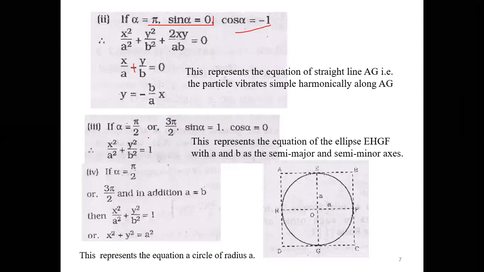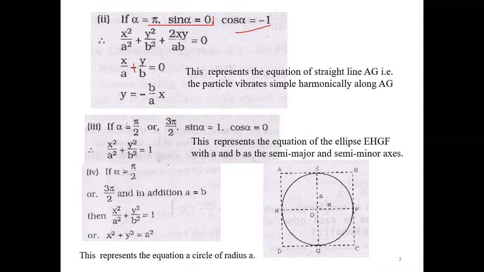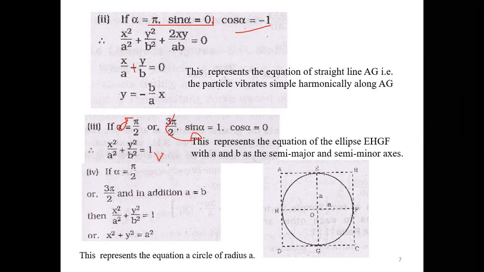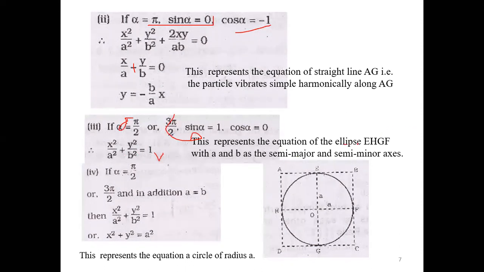Now, what happens if alpha equals pi by 2 or 3 pi by 2? Pi by 2 means 90 degrees. In that case, sine alpha will be 1 and cos alpha will be 0. If sine alpha is 1, the right hand side of the equation will be 1, and on the left hand side the cross term, the term having cos alpha, will be 0. So it will be x squared by a squared plus y squared by b squared equal to 1. This represents the equation of an ellipse, ellipse EHGF, this one.